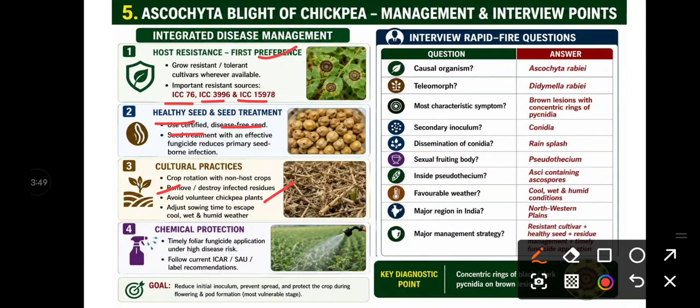Secondary inoculum is conidia, with dissemination of conidia through rain splash. The sexual fruiting body is the pseudothecia, inside which asci contain the ascospores. Favorable weather is cool, wet and humid condition. The major region where this disease develops in India is the northwestern plain. Then the major management strategy is the use of resistant cultivars, use of healthy disease-free seed, residue management and timely fungicide application. So this is all about Ascochyta blight of chickpea.